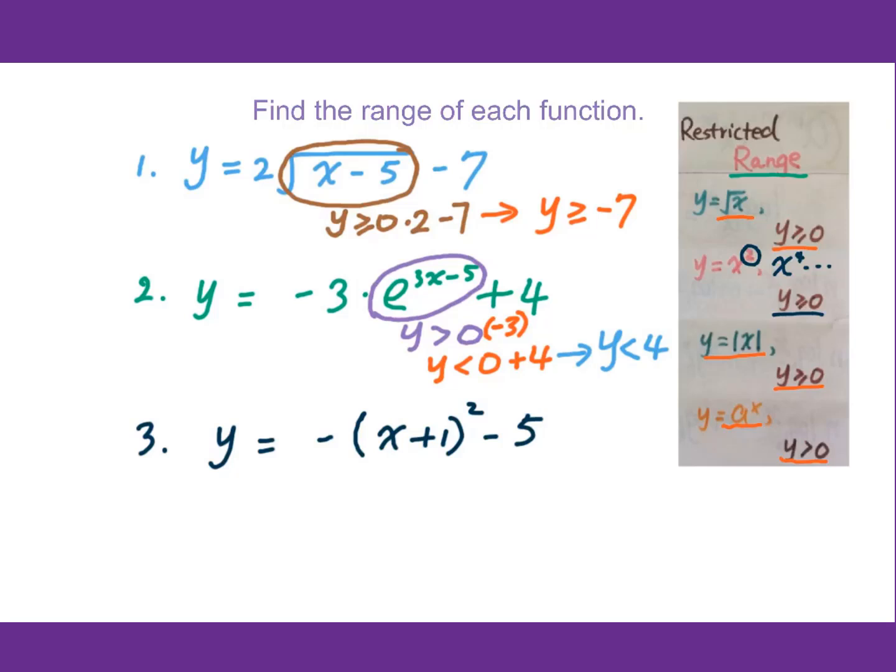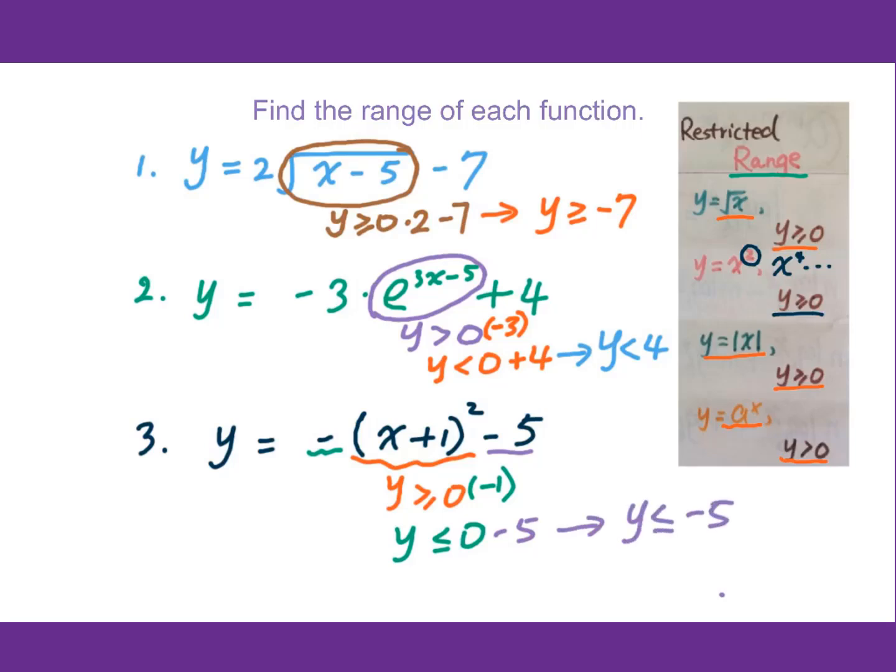symbol. Now let's go to number 3. When you say something squared, that means y greater than or equal to 0. Then we multiply by negative 1. Remember, you switch the symbol, so we get y less than or equal to 0. Then you need to subtract this 5, which means y less than or equal to negative 5 will be the range for this function.